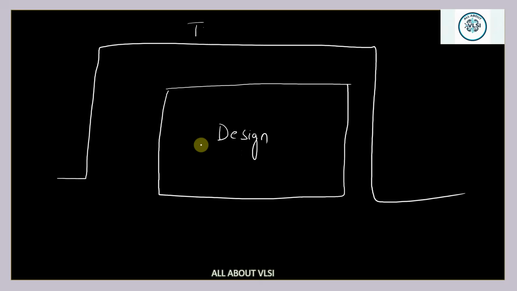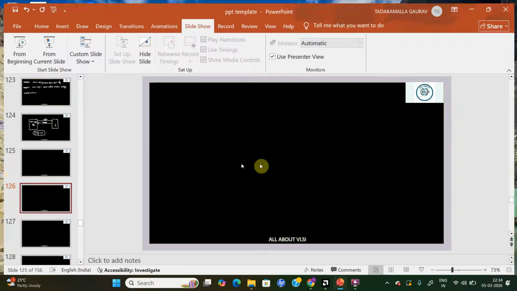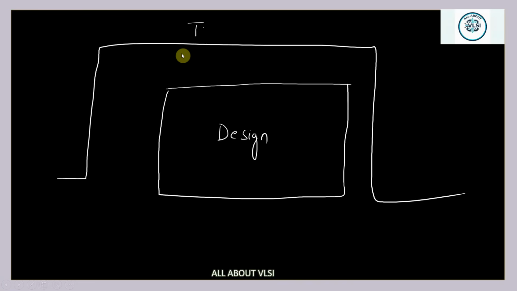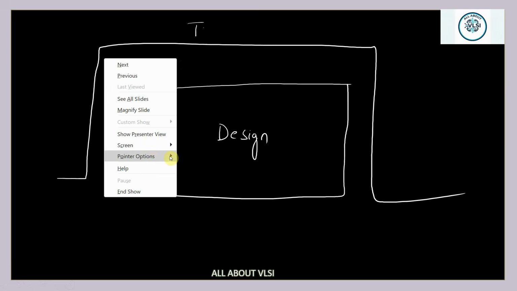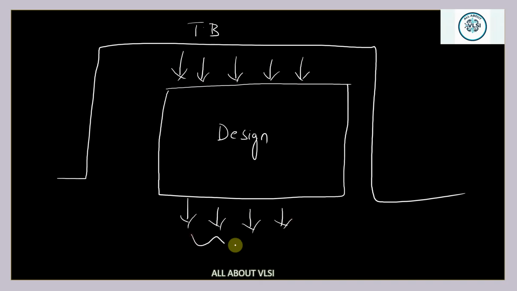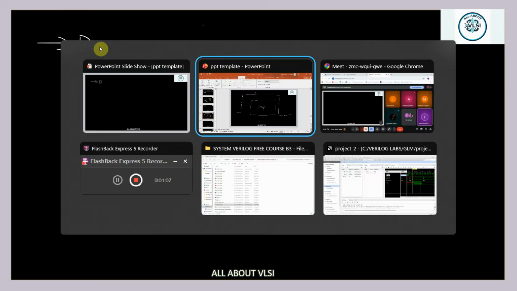With respect to your test bench, you are sending the values, or driving the values, and your design is responding to those values and giving the outputs that you are sampling. So you are driving the values from your test bench and sampling the values into the test bench. Here we are performing two operations. One is driving.